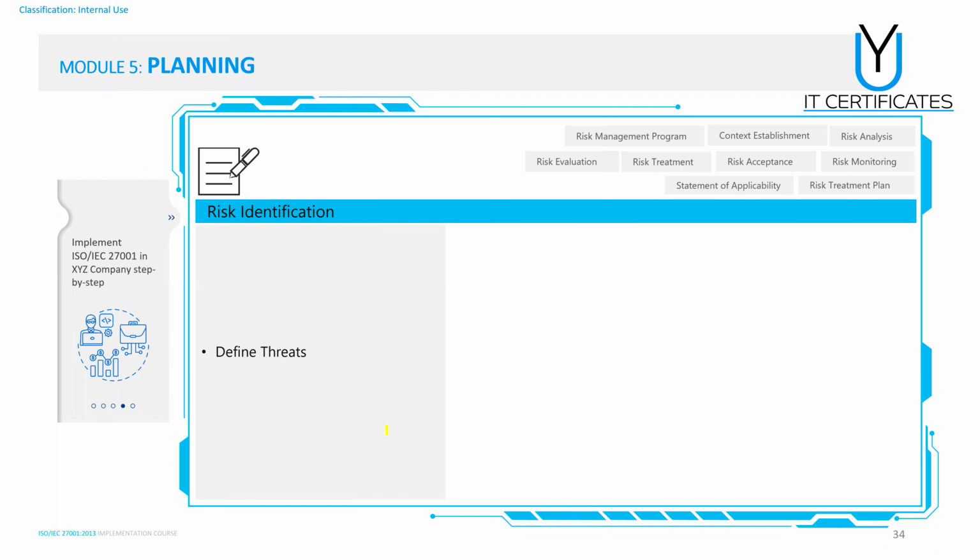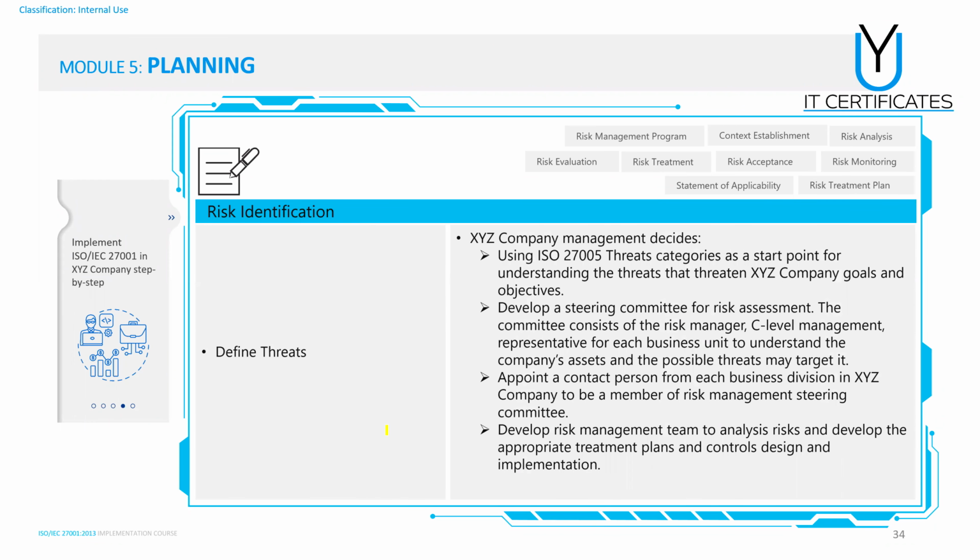After that, you have to define the threats. To define the threats is not an easy task, because what are the threats which threaten the assets? But we have some approaches, like in ISO 27005, take care, this is 5, not 1. We are speaking about risk management. In ISO, we have another standard called 27005 for risk management.